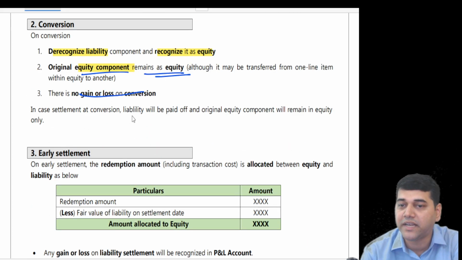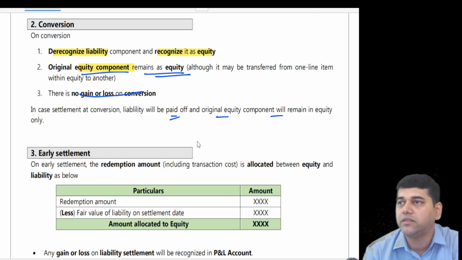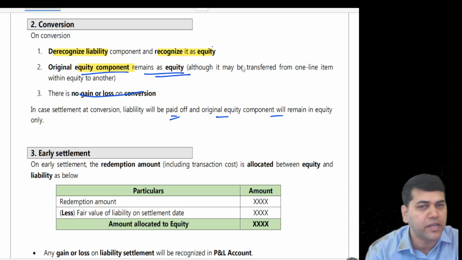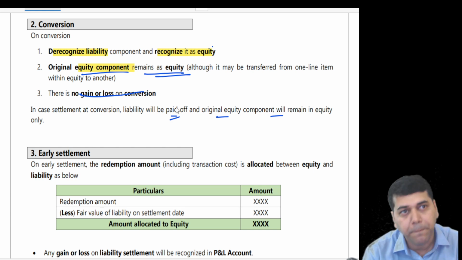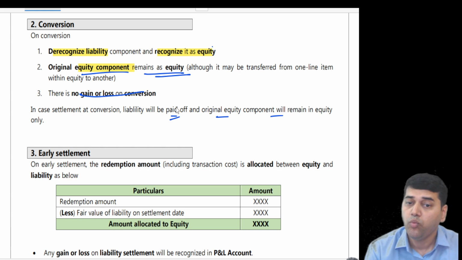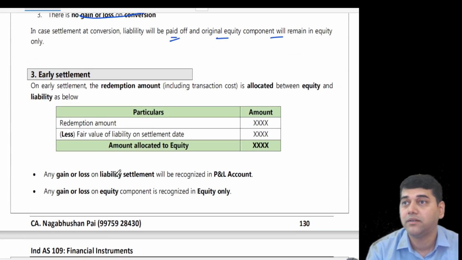In case of settlement at the conversion, liability will be paid off and the original equity will remain in equity only. Then instead of financial liability account debit to equity share capital, you say financial liability account debit to bank, and this equity will be transferred to the equity. What if early settlement is going to happen?